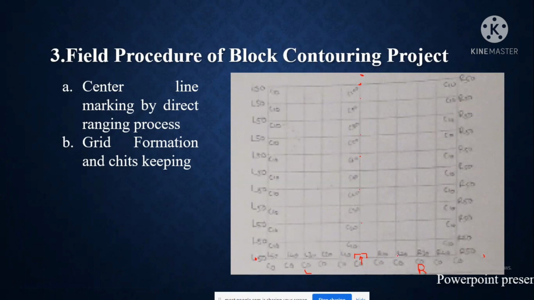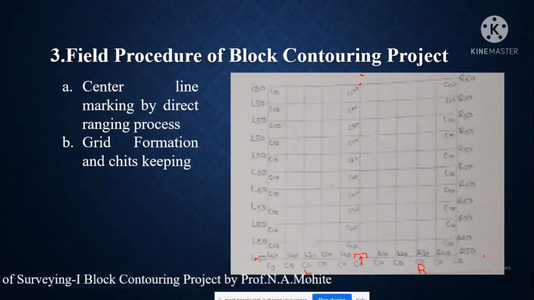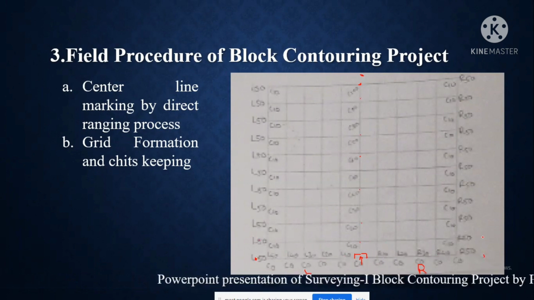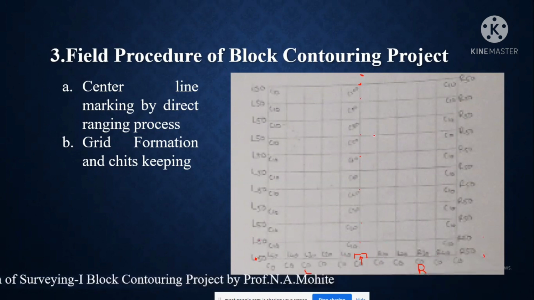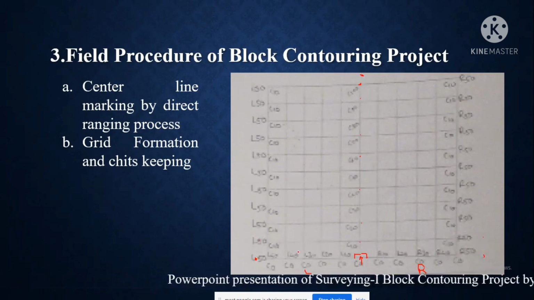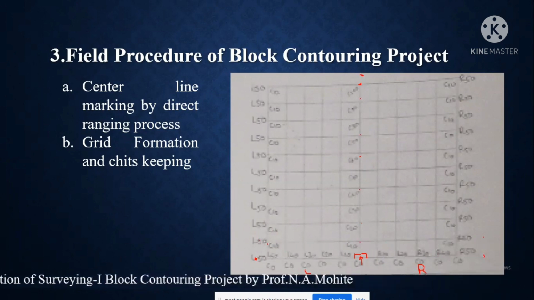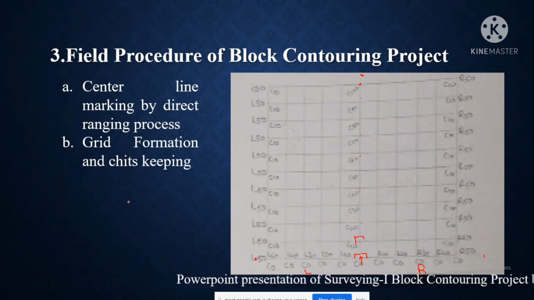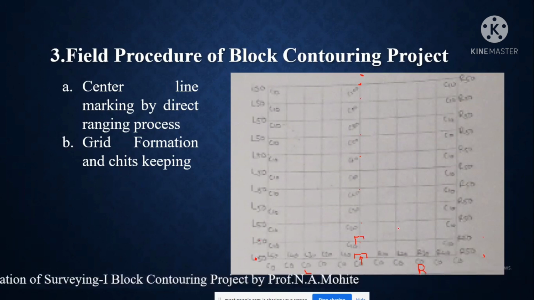So when the first line is completed, it will be moved to the second line. Again, the person standing with the ranging rod here will come to the further position, and the second person carrying the ranging rod will also come to the further position. Likewise, first of all at C100 the ranging rod will be bisected, and the persons carrying the ranging rods on the left and right hand side will be conveyed using sign conventions, so that again they can make an angle of 90 degrees. Okay, so like this the grid formation will be done and chets will be kept at regular intervals.